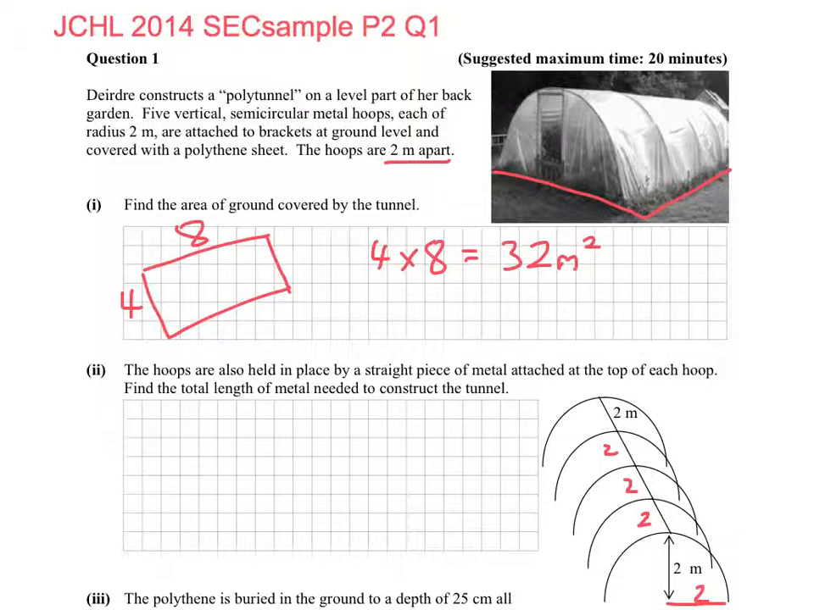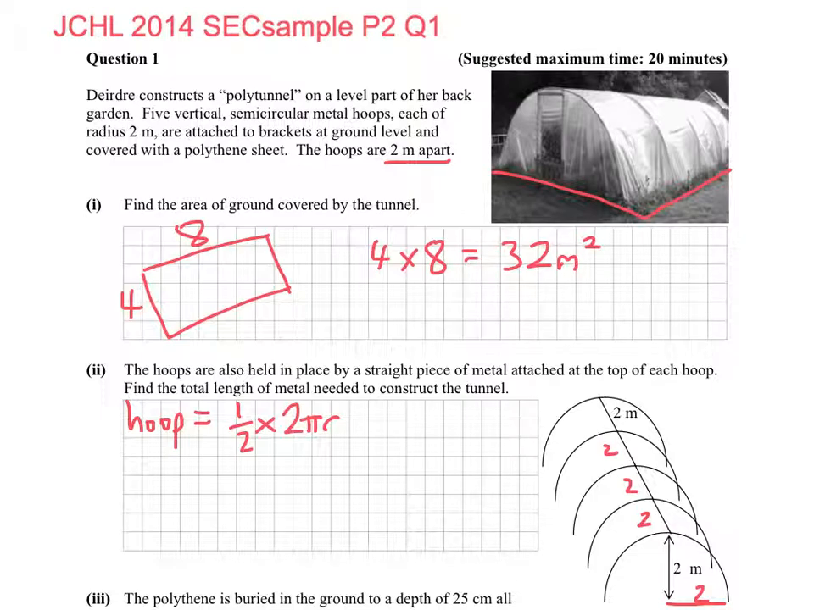Part 2, we're asked to work out the length of metal that's been used for this entire frame. So there's two things. We know that the ridge, the sort of spine, is 8, but what we need to know is what the length of each of the hoops are. So the semicircular hoop is half of a circle. It's half of the circumference of a circle.